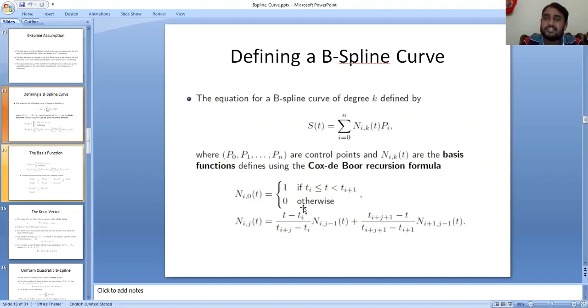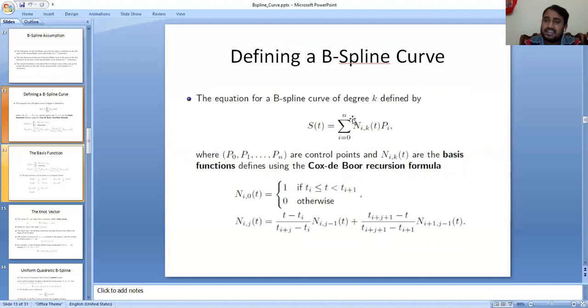So how to define the B-spline curve? This is defined in a similar way to how we defined the Bezier curve. There are some differences only in defining these terms. S(t) equals the summation of i equals 0 to n of N_{i,k}(t) P_i, where N_{i,k}(t) is nothing but the basis functions and P_i is nothing but the control points.